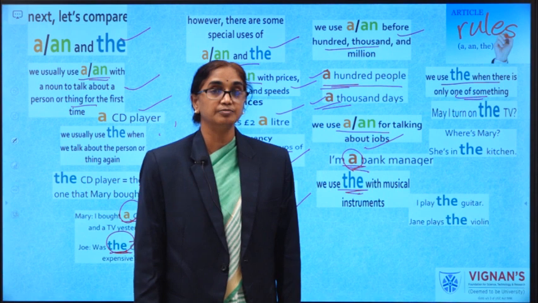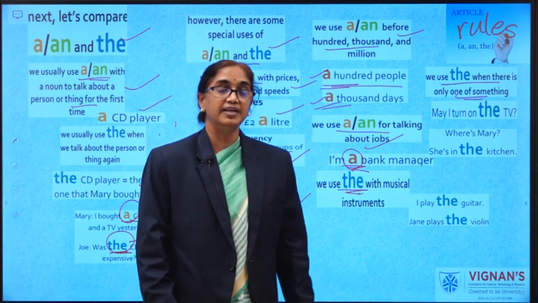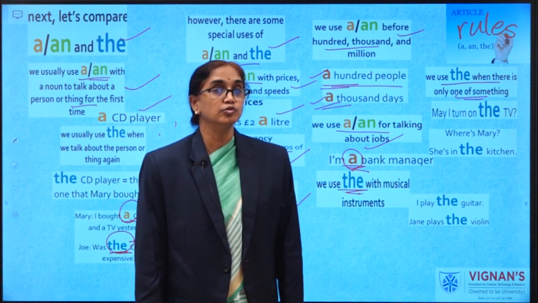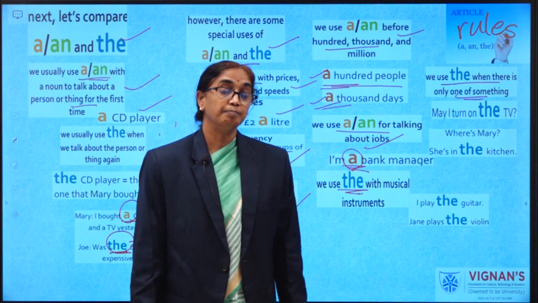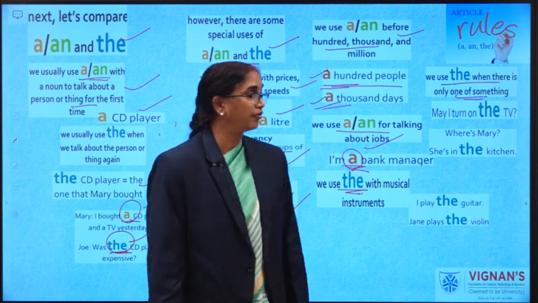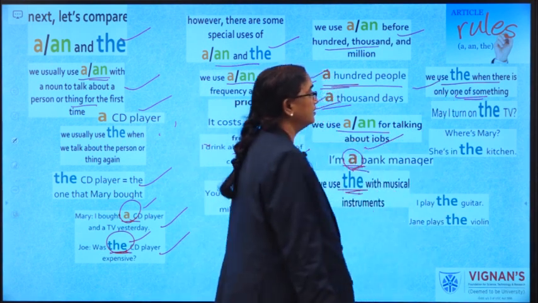When we say the Taj Mahal, there is no other monument other than the building that you are referring to in Agra. Likewise, you also use article the before public buildings like the General Post Office, the Reserve Bank of India. So, which is one of its kind, we use article the.